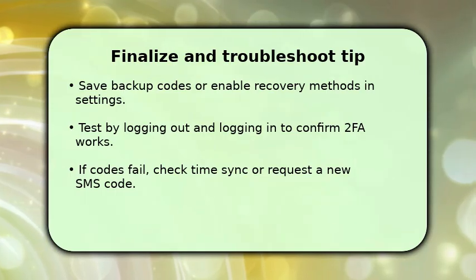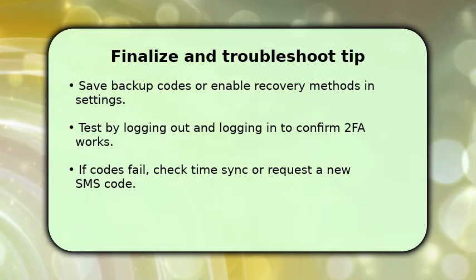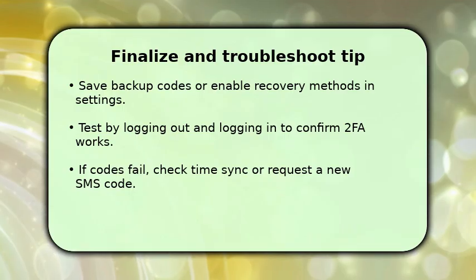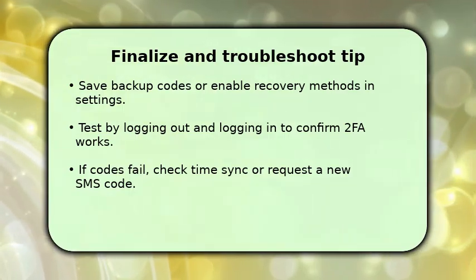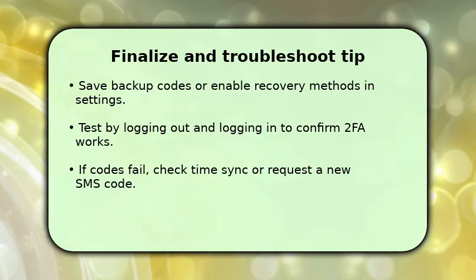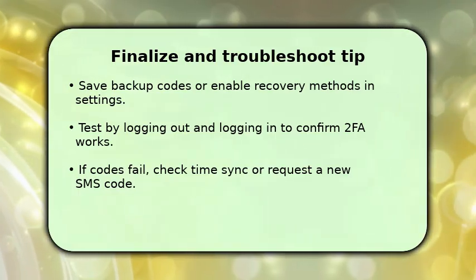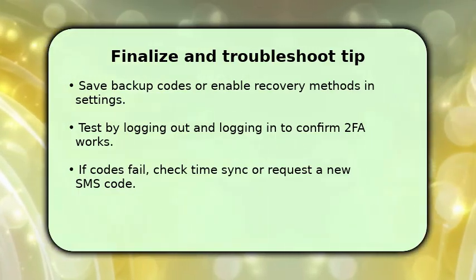If you used an Authenticator app, make sure device time is synced. Time drift causes invalid codes. If SMS codes don't arrive, toggle airplane mode or request a new code. If problems persist, update the app and contact Snapchat support with your account info.